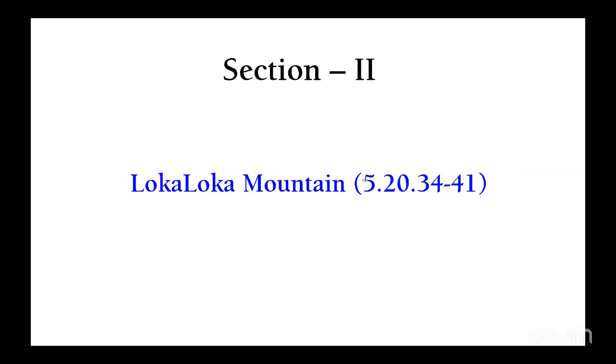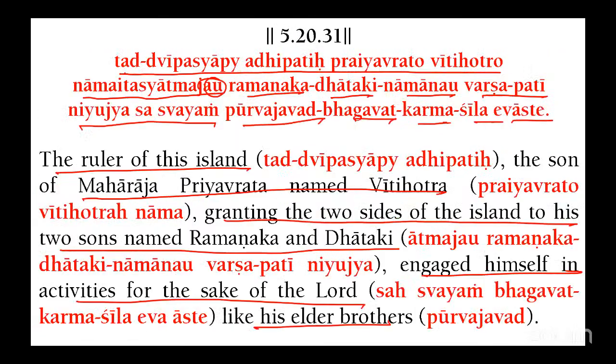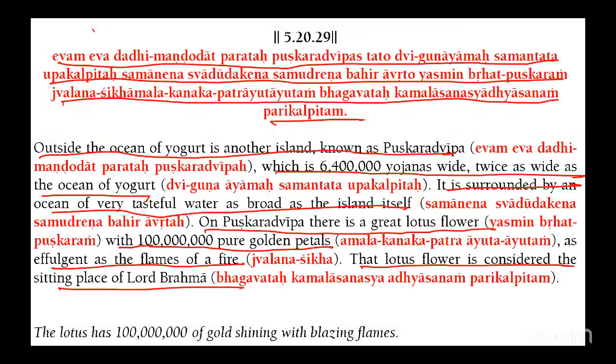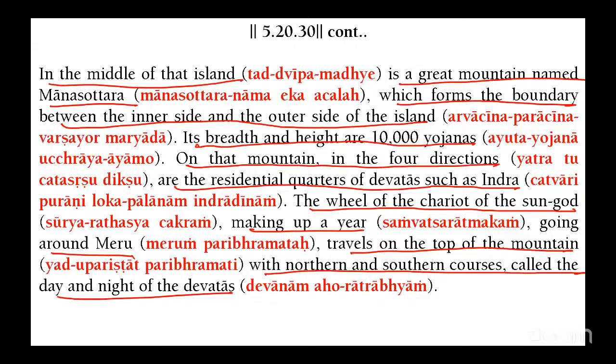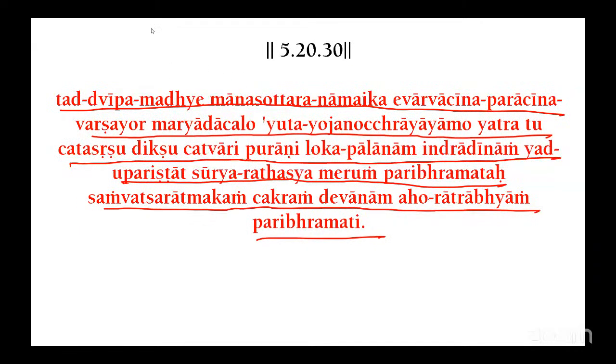And that dweepa that had the Manasottara mountain dividing it, what was the name of that dweepa? I also forgot. Let me check and let you know. Pushkara Dvipa. Yes, Pushkara means lotus, because there is a golden lotus on which Brahmaji sits. It's known as the Pushkara Dvipa. Okay, great. Thank you, Prabhu.